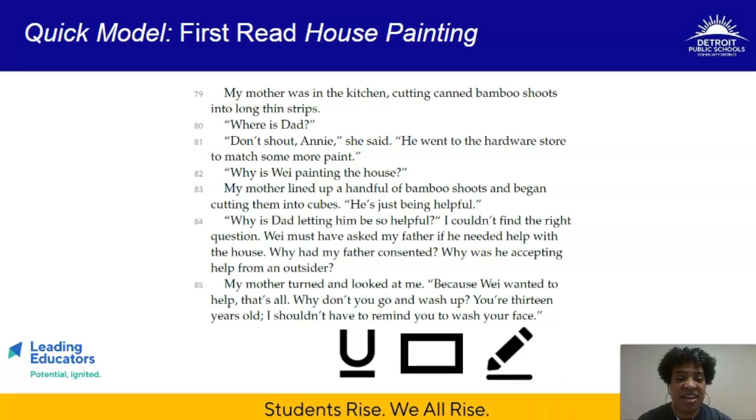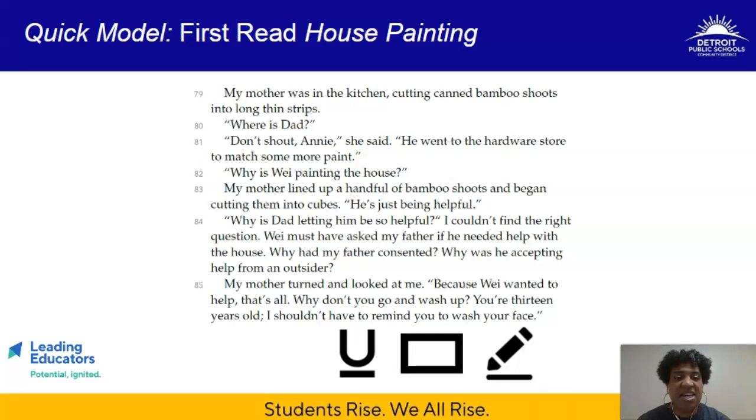My mother was in the kitchen cutting canned bamboo shoots into long, thin strips. Where's Dad? Don't shout, Annie, she said. He went to the hardware store to match some more paint. Why is Way painting the house? My mother lined up a handful of bamboo shoots and began cutting them into cubes. He's just being helpful. Why is Dad letting him be so helpful? I couldn't find the right question. Way must have asked my father if he needed help with the house. Why had my father consented? Why was he accepting help from an outsider? My mother turned and looked at me. Because Way wanted to help, that's all. Why don't you go and wash up? You're 13 years old. I shouldn't have to remind you to wash your face.